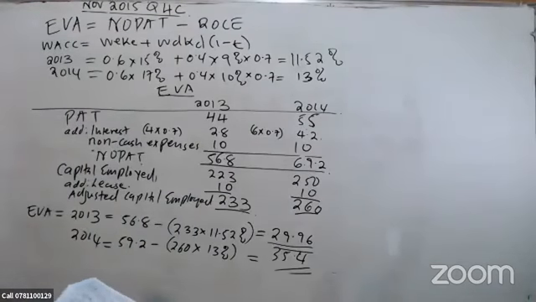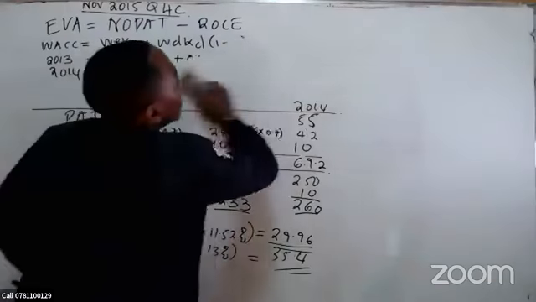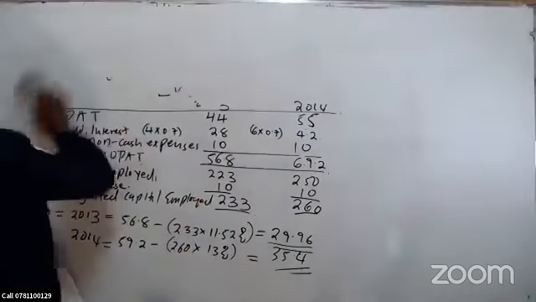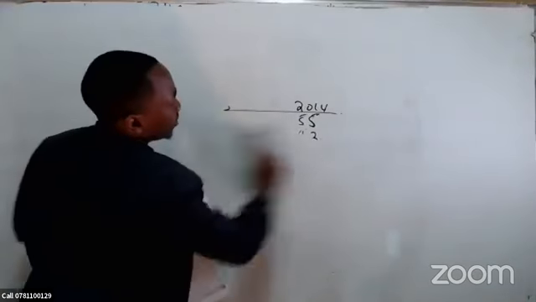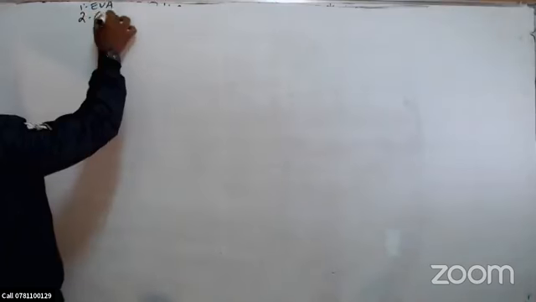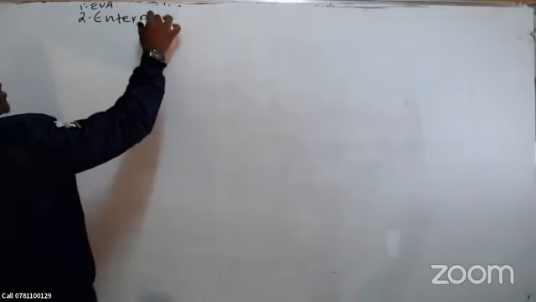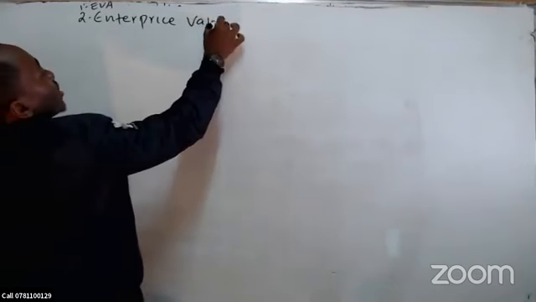Hoping there is no other question, so I think now we can proceed. So now let's look at another method. The second method of valuation, number one was economic value added. Number two is what we call the enterprise value, EV.